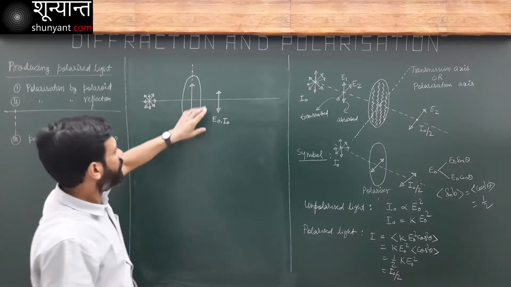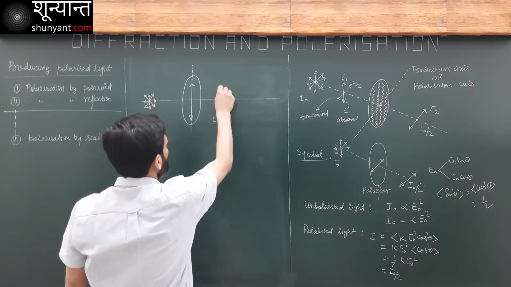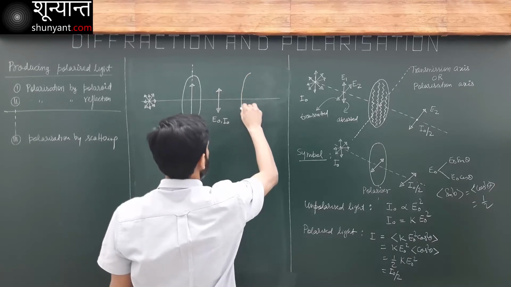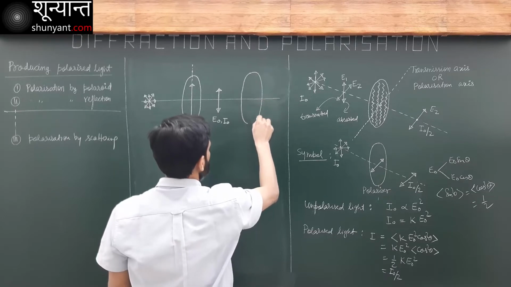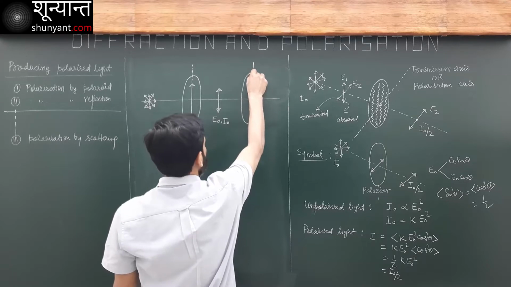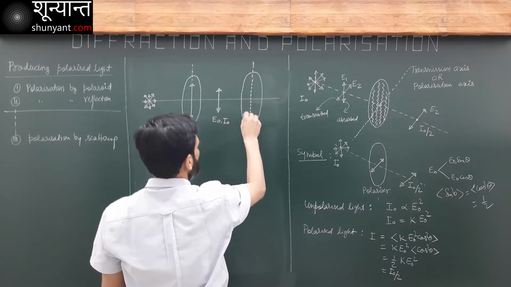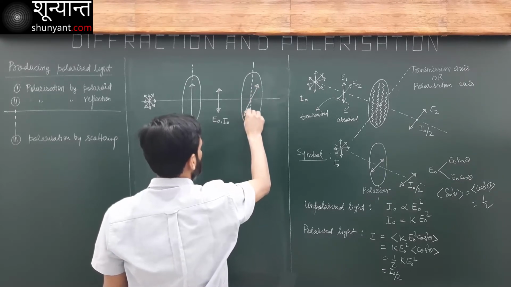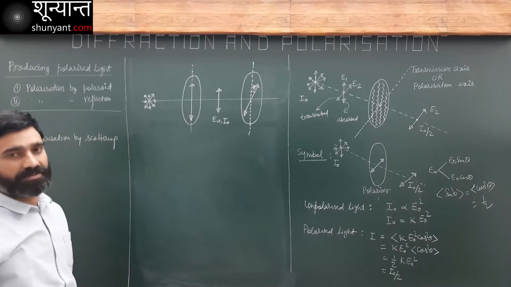Now this is a polarized light. I am passing it through another polarizer. This is another polarizer, and it makes some angle from this axis here. Let's say that this is its transmission axis. This angle is theta.